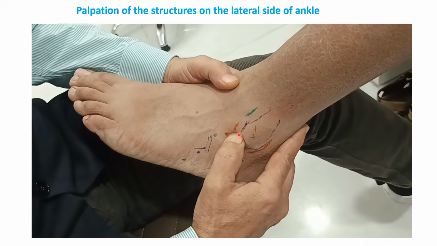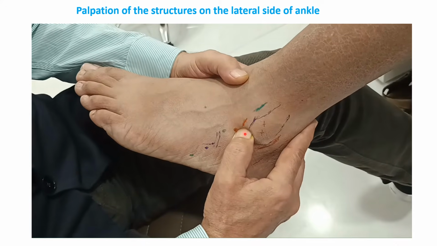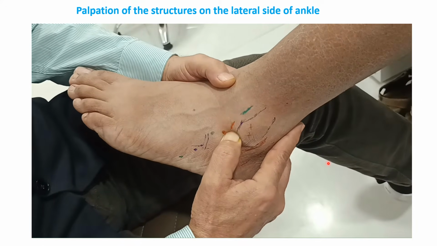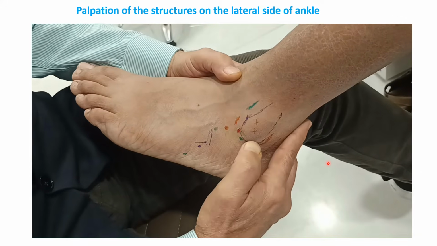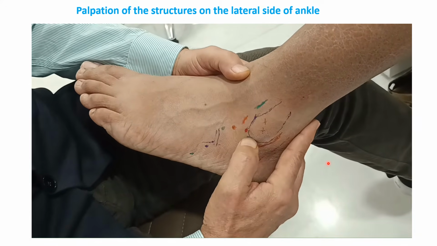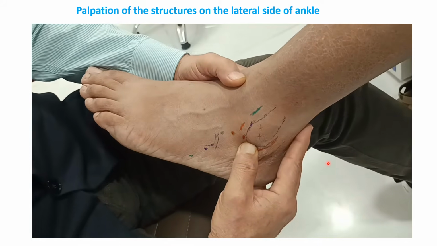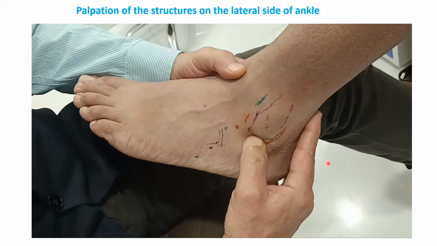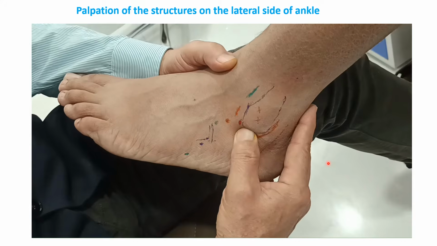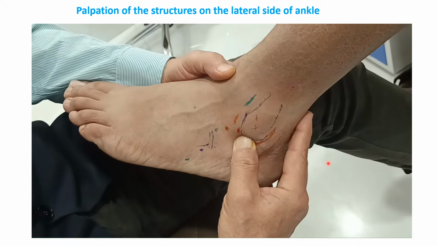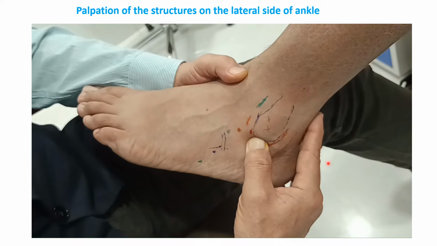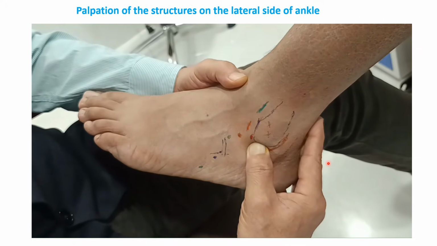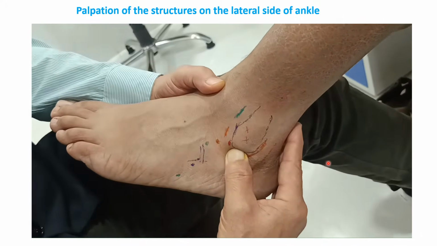And here you see, this is the attachment of the ATFL. So with an injury to the ATFL, the patient will be tender here. As we move more posteriorly, if the tenderness is here, this is the attachment of the calcaneofibular ligament. And if the pain is here, then the pathology lies in the calcaneofibular ligament.